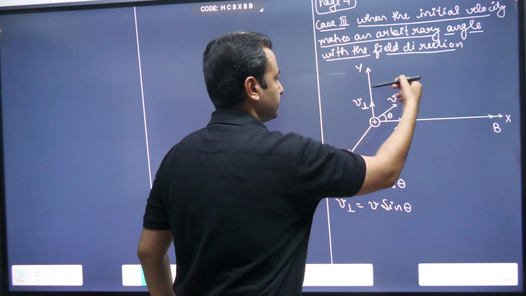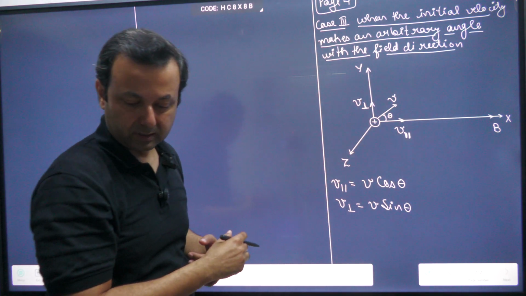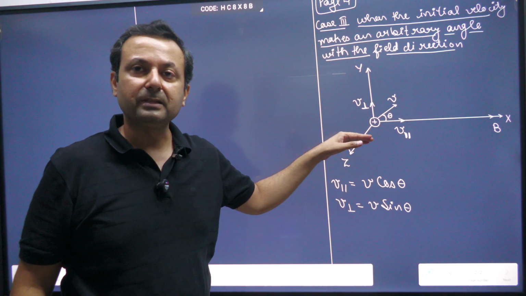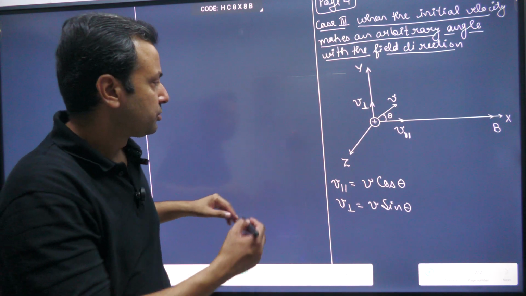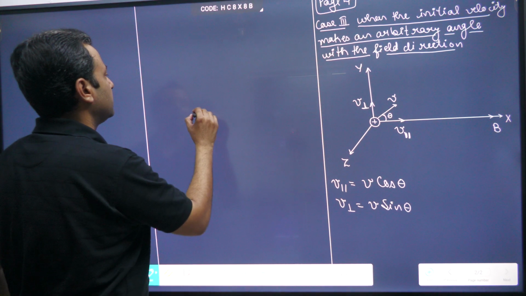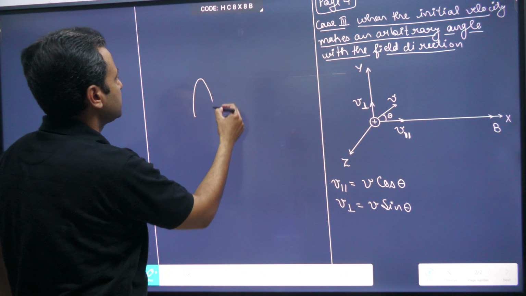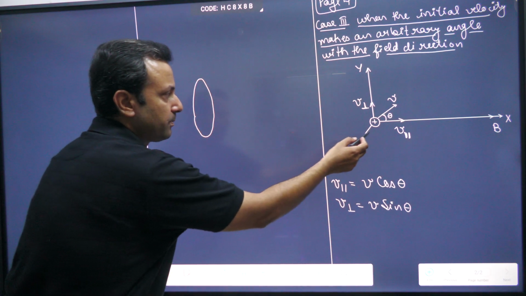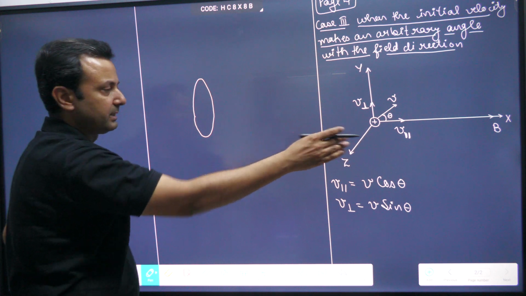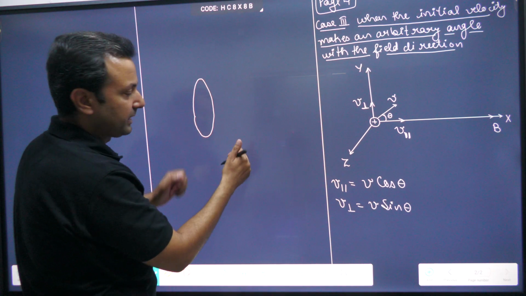So it will form a circle like this. But there is a parallel component of velocity also. So the circle is something like this, because the circle is forming like this. But this parallel component of velocity is also pulling it in that direction. So this circle will get a little bit extended like this.